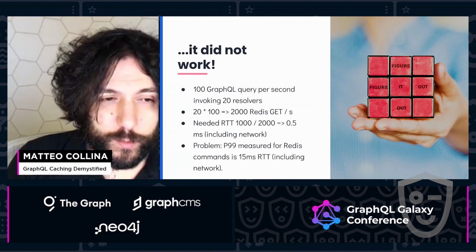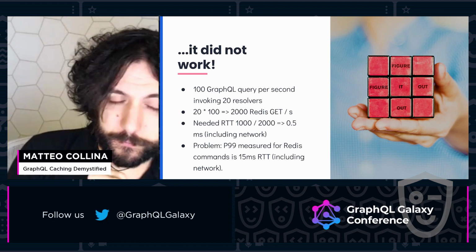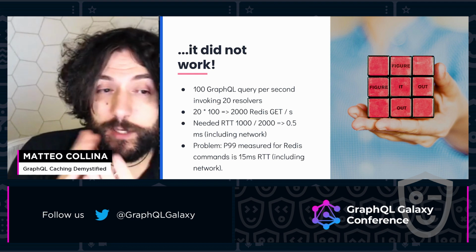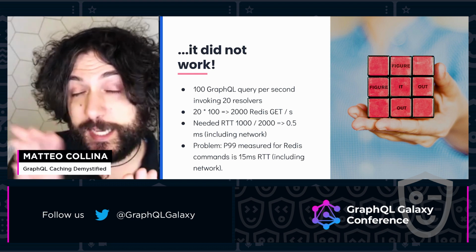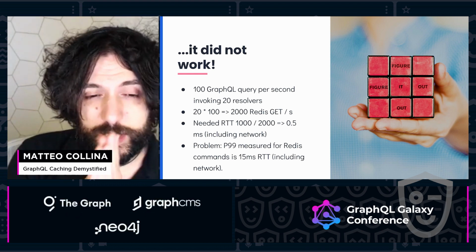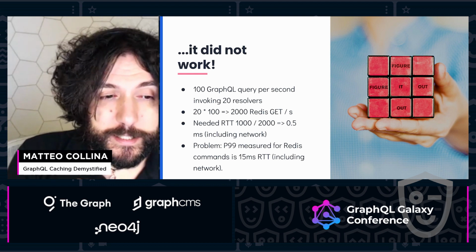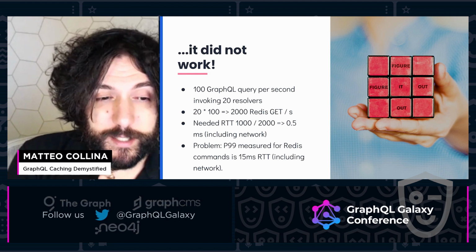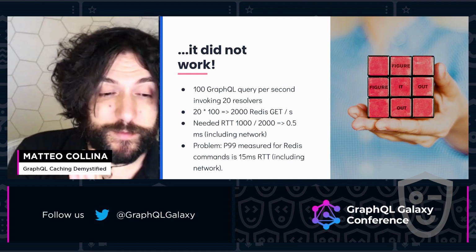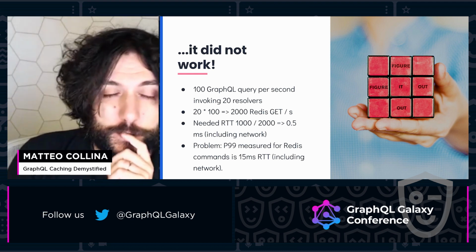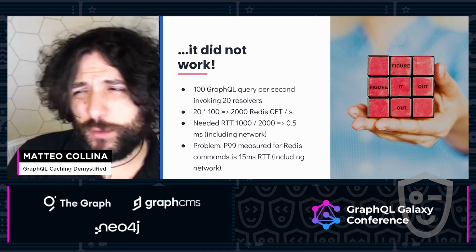And it did not work well, mainly because we have in our benchmark 100 GraphQL queries per second, each one invoking 20 resolvers. This turns out that if you want to fetch that data from the cache, this is 2,000 Redis gets per second. And unfortunately, it's the round trip time of Redis. The linear round trip time is 0.5 milliseconds, but the actual round trip time is 15. So we can't do much. We need to parallelize these Redis gets, right? So maybe we can use a connection pool, or I don't know.